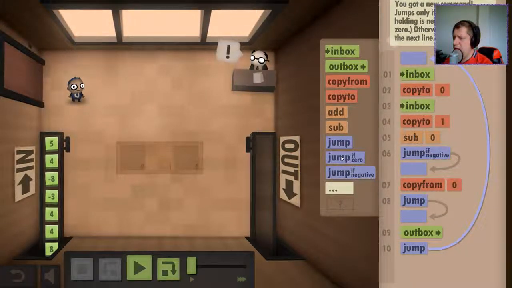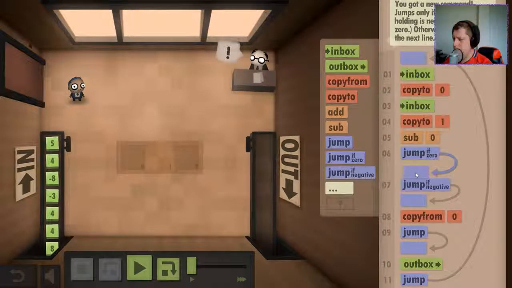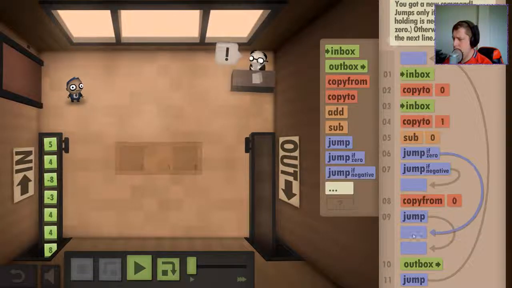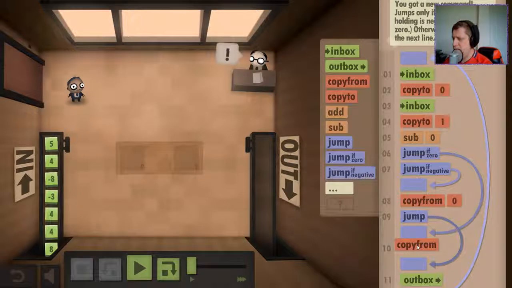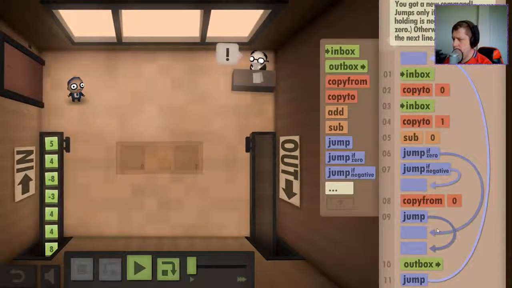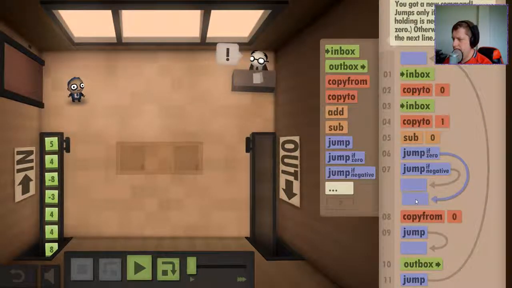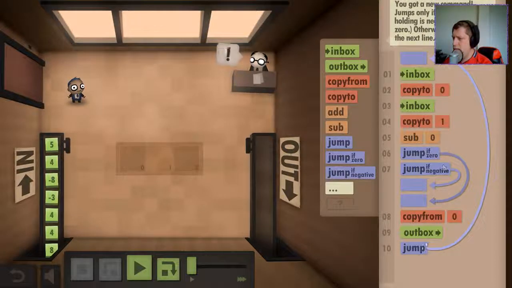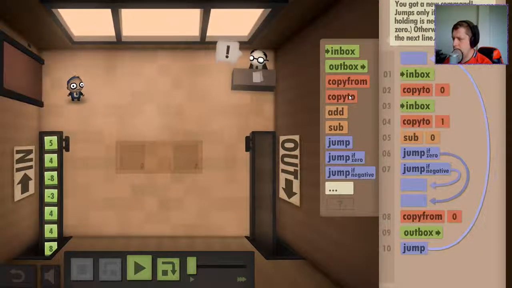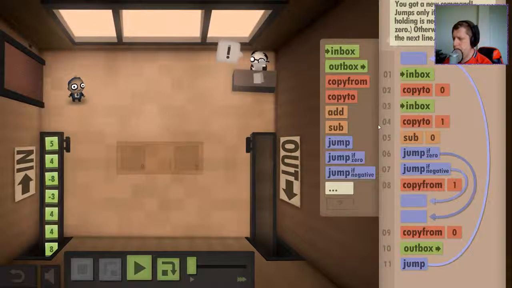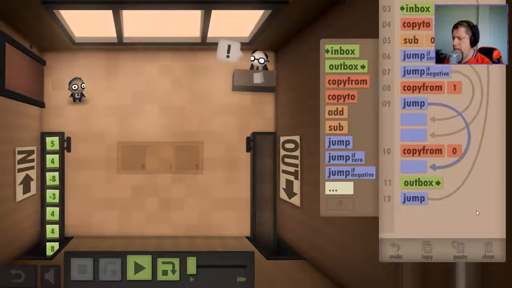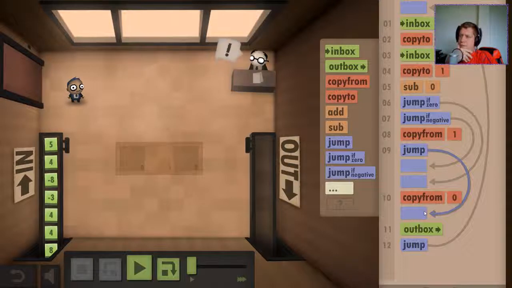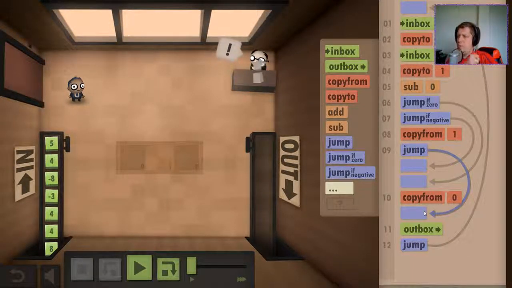Right, if it is zero, again, we just want to copy from zero. So can I not just do that? Get rid of that for a minute. So if it's negative or zero, do that. Else we want to copy from one. Jump to here, right? Subtract the second number from the first. If it's negative, the first has got to be bigger. So we're going to copy from zero. All right, yep. All right, let's try this.